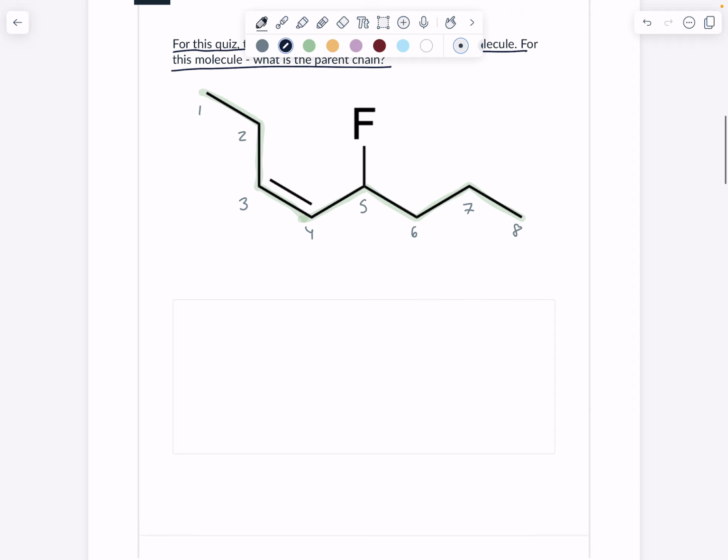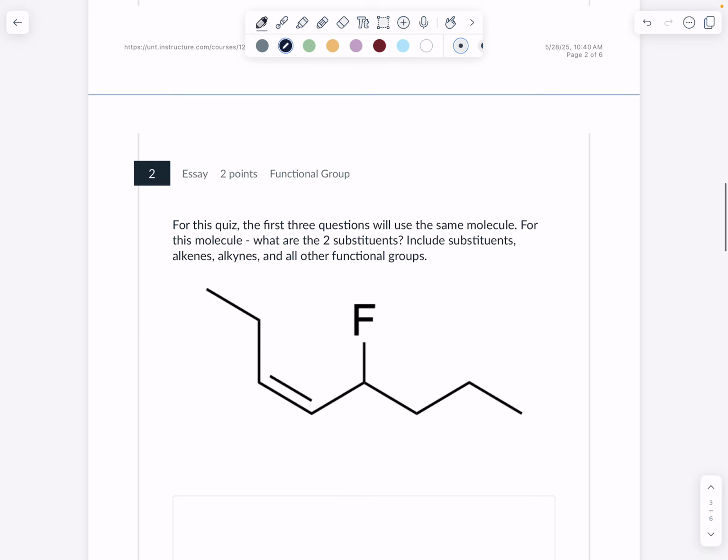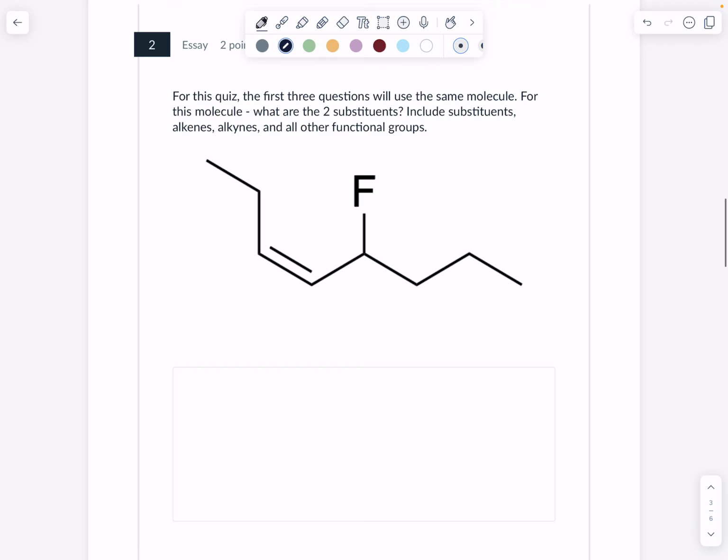So the parent chain for this molecule is octane. So that's worth 1 point. If you notice the double bond and you went ahead and put octene, I'll accept that as well. And then if you put oct, but you put the wrong suffix other than one of those two, you'd get partial credit. Okay, and then the next question, we're using the same molecule.